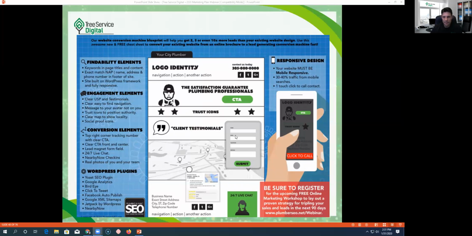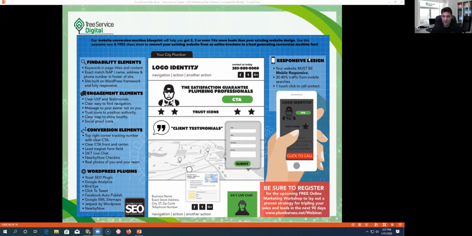Satisfaction guaranteed, the contact form in the upper fold of the website, the upper half of the top of the website. Conversion elements, you want clear calls to action. Give us a call now for a free estimate. For a free estimate, enter your information here. And there's just a lot of things you want to make sure of; it's definitely got to be mobile responsive.